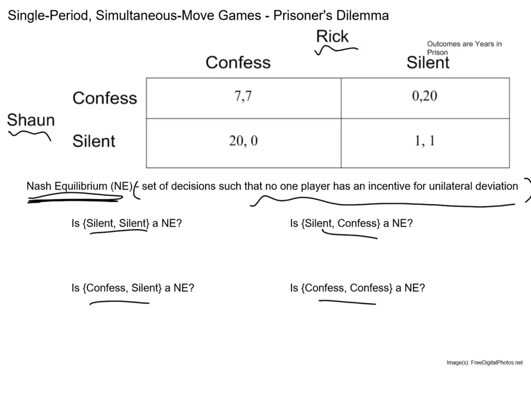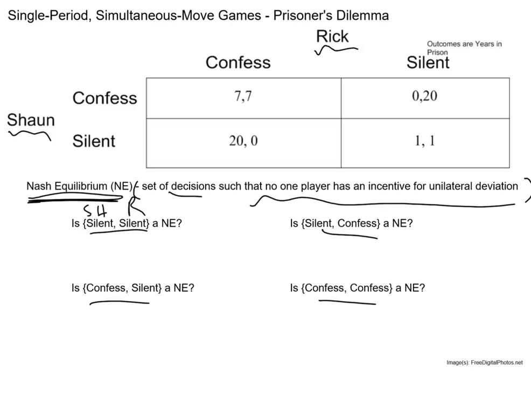Let's have the first value be Sean's values and the second value be Rick's values. Four different combinations. Do any of these sets of decisions fit this criteria, such that no one player has an incentive for unilateral deviation? It's a lot of words.